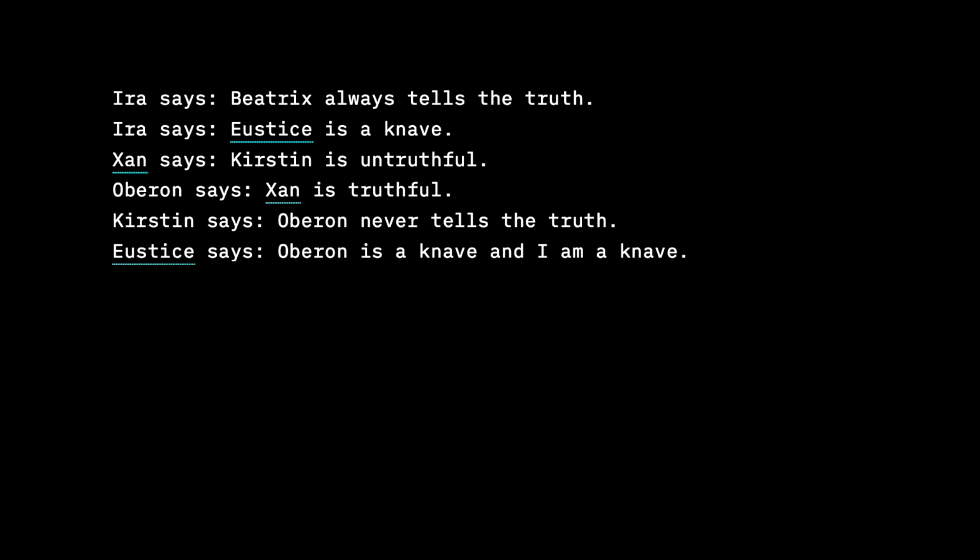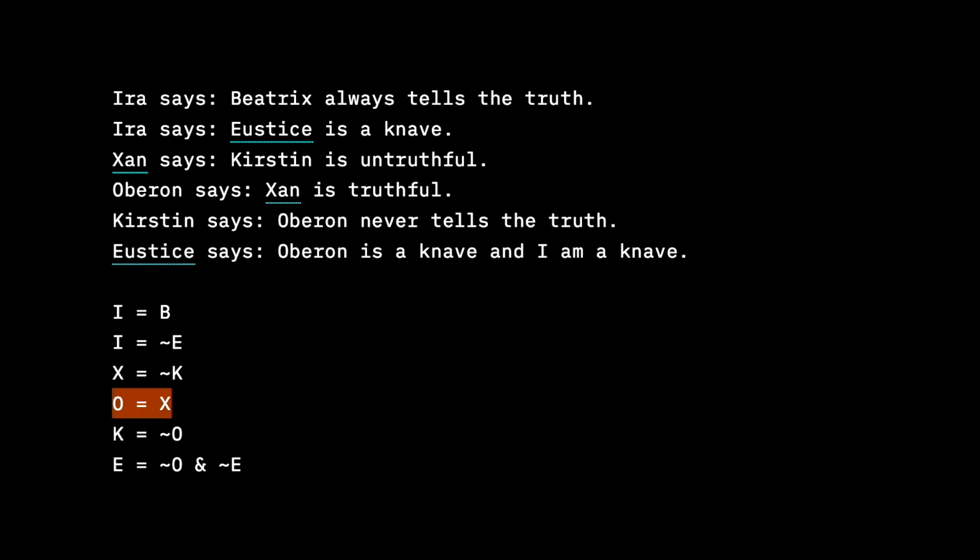Okay, so we're going to go through and translate each line just like we did before. So that is going to look like this. So if Ira's a knight, then Beatrice is a knight. If Ira is a knight, then Eustace is a knave. If Zan is a knight, then Kirsten is a knave.